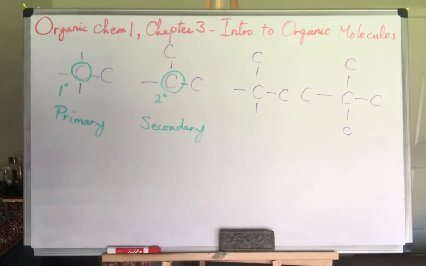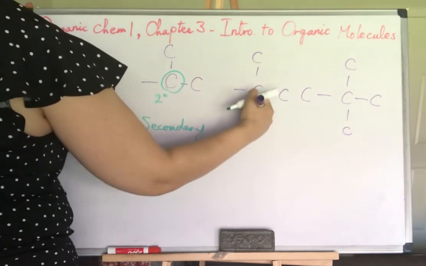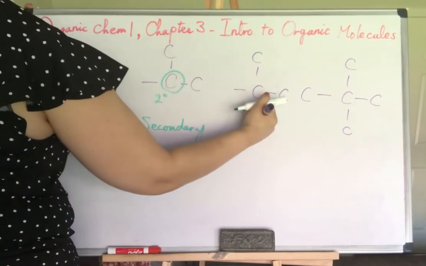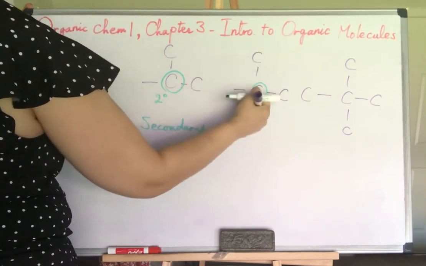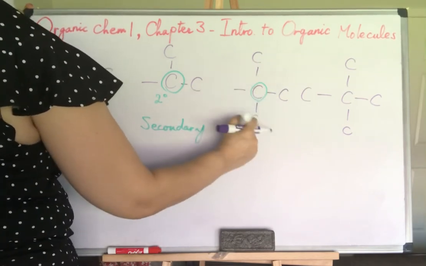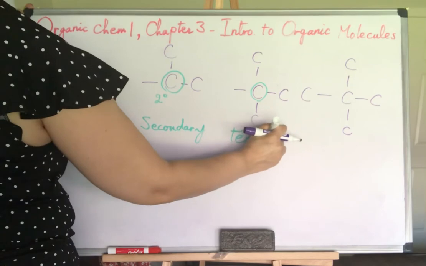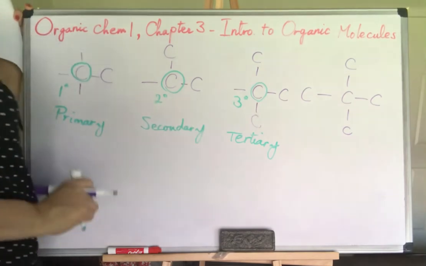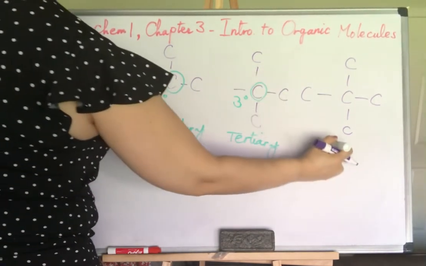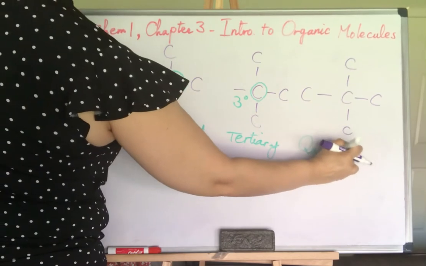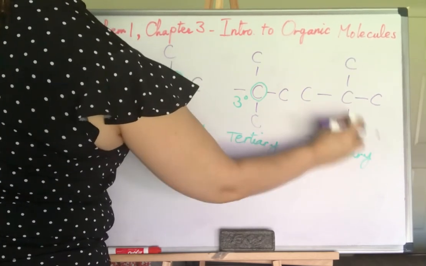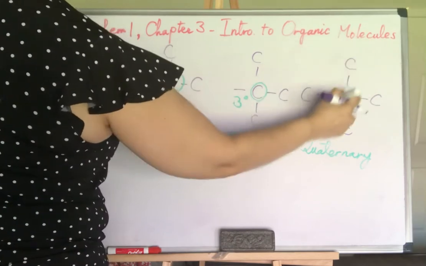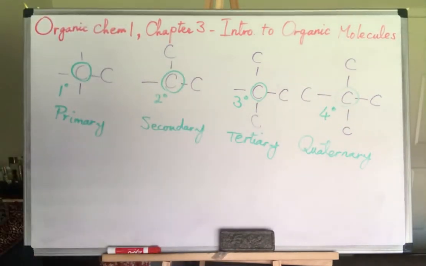If it's connected to 3, oops, I forgot to put the 3rd carbon. If it's connected to 3 more carbons, then it's called a tertiary, comes from 3. Tertiary carbon, and we show it with this symbol. And if it's quaternary, it's connected to 4 more carbons, so we show it. These are the types of the carbons we have in the compounds. We don't have more than that.